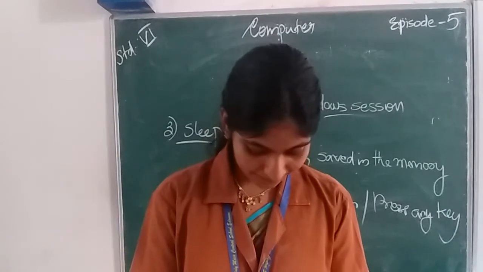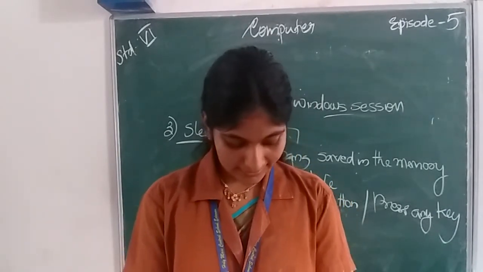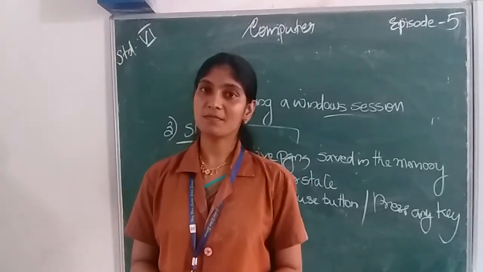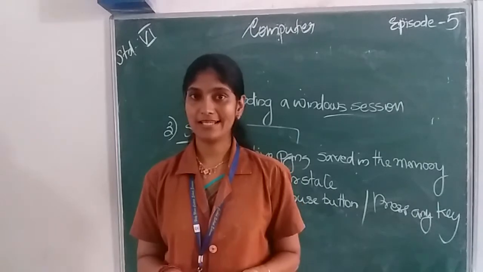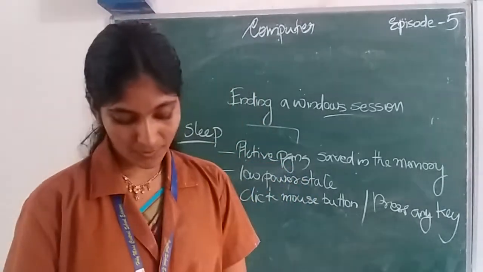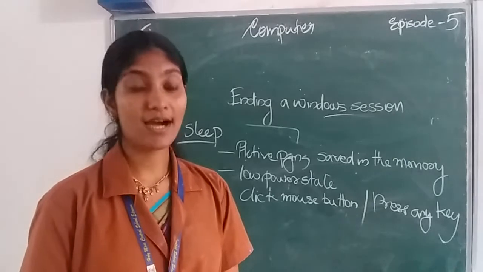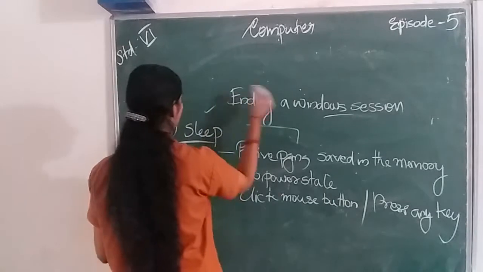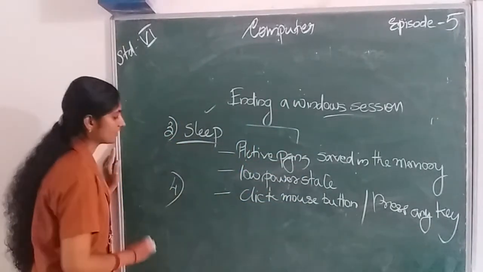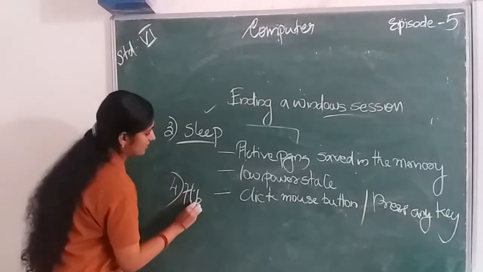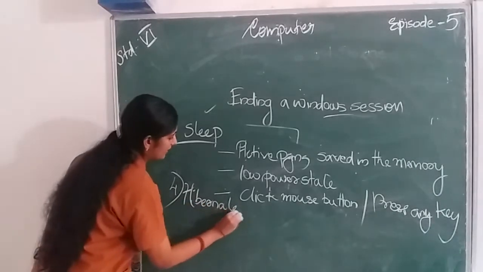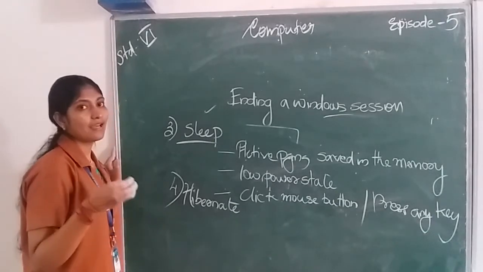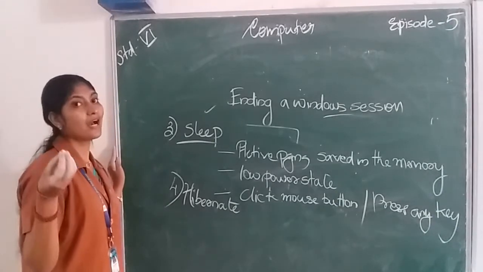Then next is hibernate. Hibernate means put all your documents in the hard disk and then finally it shuts down. All programs or documents are put in your hard disk, and then your computer is turned off. So the third one is sleep, and the fourth one is hibernate. Hibernate means what? Put your documents and files into the hard disk.